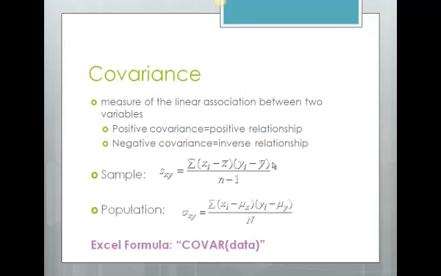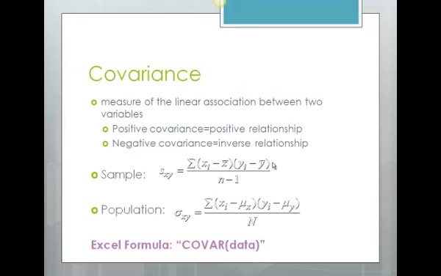Okay, so we've talked about variance. Variance applies when you're just looking at a single set of data and you want to know how each observation relates to its mean. Covariance is when you're looking at the relationship between two sets of data. How do they relate to one another? So it's a measure of linear relationship between variables.